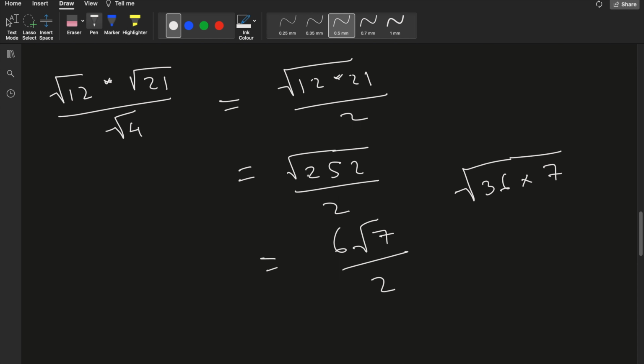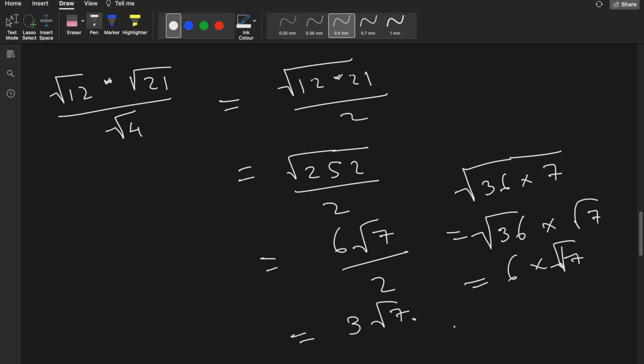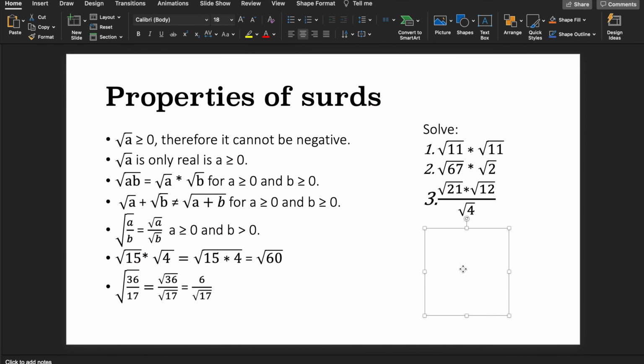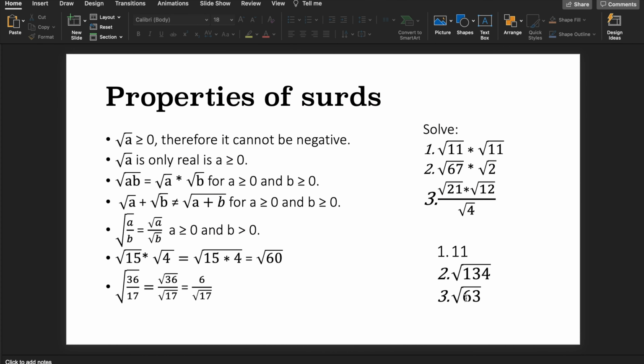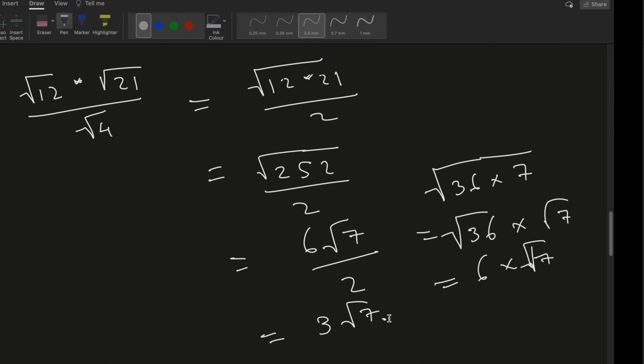Basically how we got this is we could write 252 as 36 into 7. We could split this down, and then we know the properties. One of the properties is square root of 36 into square root of 7. We know that square root of 36 is 6 into square root of 7. So we have used one of the properties. And we could cancel this out, meaning 3 root 7. So this would be our final answer. Or we could just leave it like this. Either way is fine.